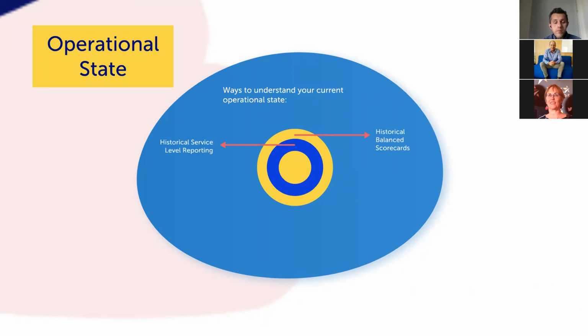Other places to look is historical service level reporting. How's it running? Are we meeting SLAs? All this plays a really big part in your next phase of where do you want to be. If you don't know where you are, then planning where you're going to be and how to get there is a lot more difficult. The next part is, it's a little bit higher level, resourcing and pricing models.